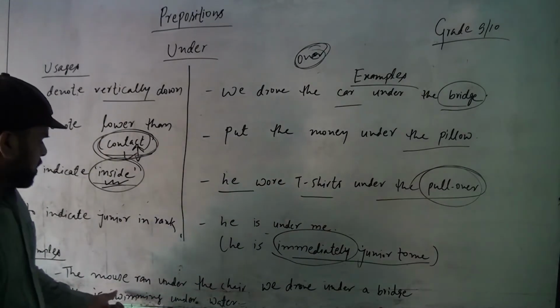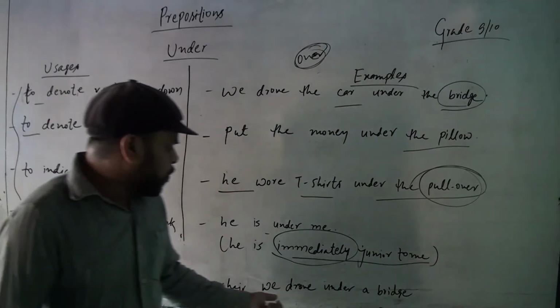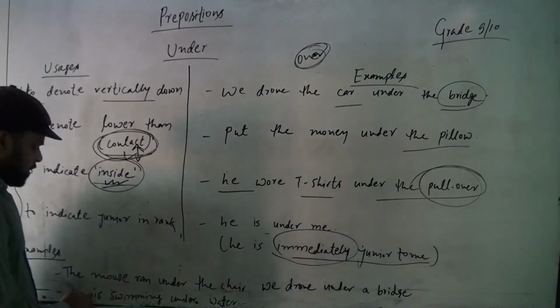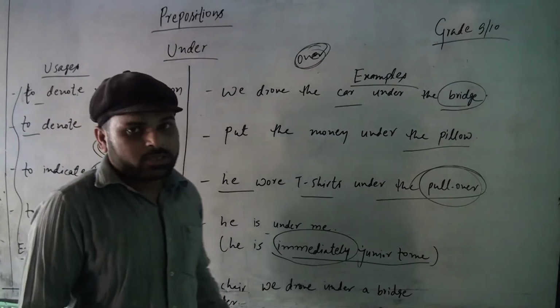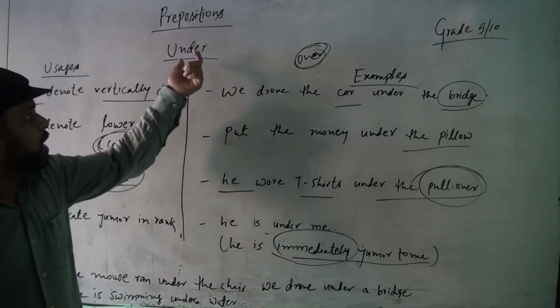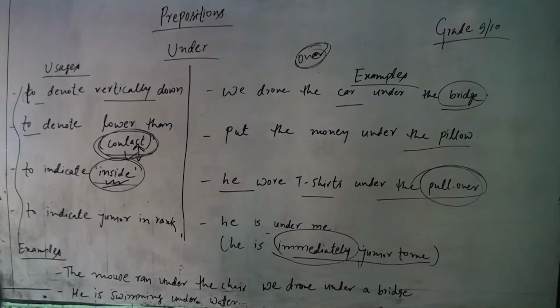Now see examples. The mouse ran under the chair. We drove under a bridge, he is swimming under the water. So, these are few basic rules that will help you out using the preposition under. So, see the exercises in your book and try to do the similar exercises, and we'll be talking about our next few prepositions in our next class.